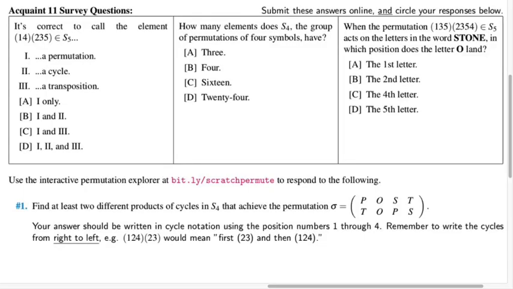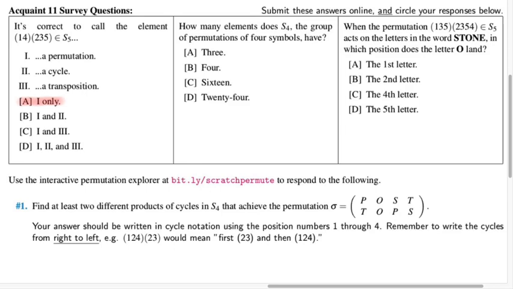So the first survey questions that I asked you were just a little bit of vocabulary and a little bit of basic sort of getting your sense of how to use cycle notation to achieve a permutation. So this permutation, (1 4) composed with (2 3 5), is that a permutation, a cycle, a transposition? Which of these answers did you say?